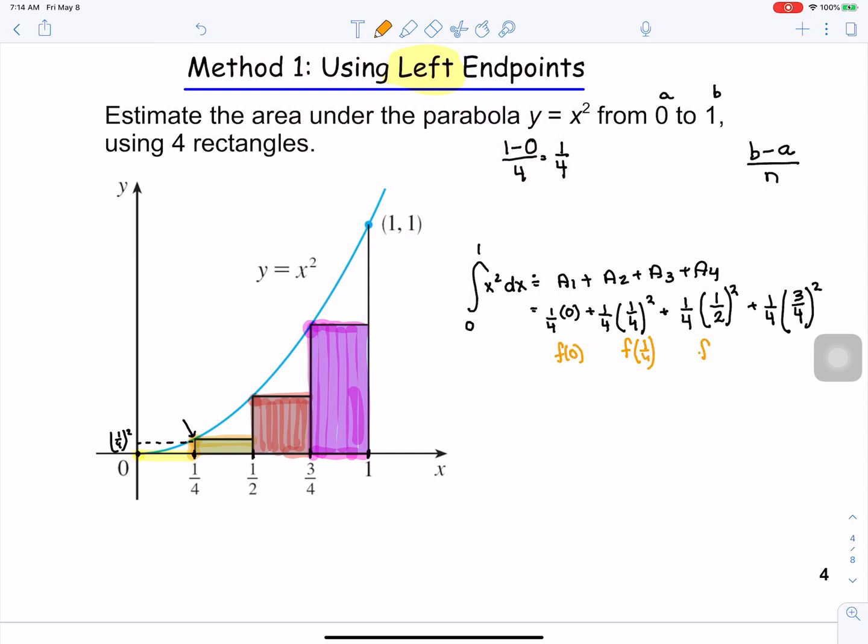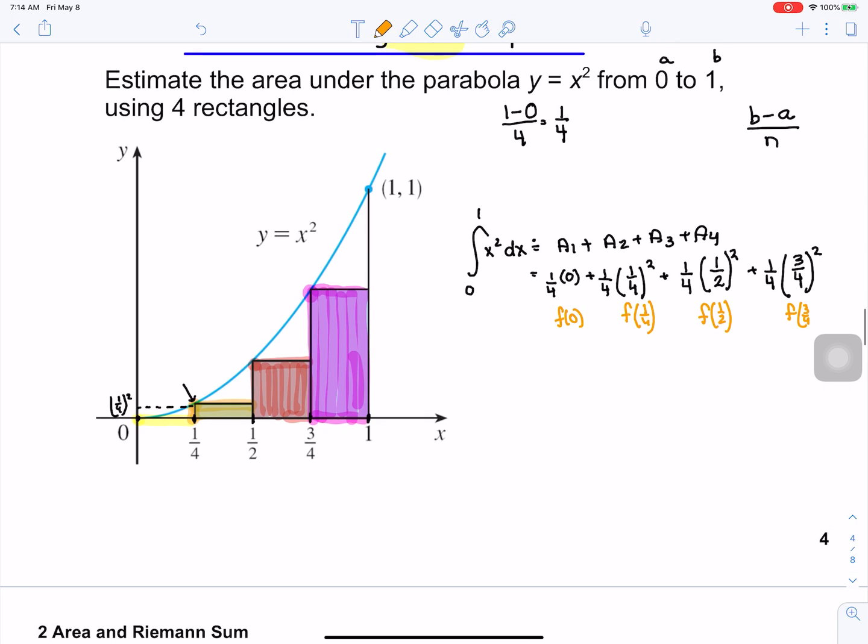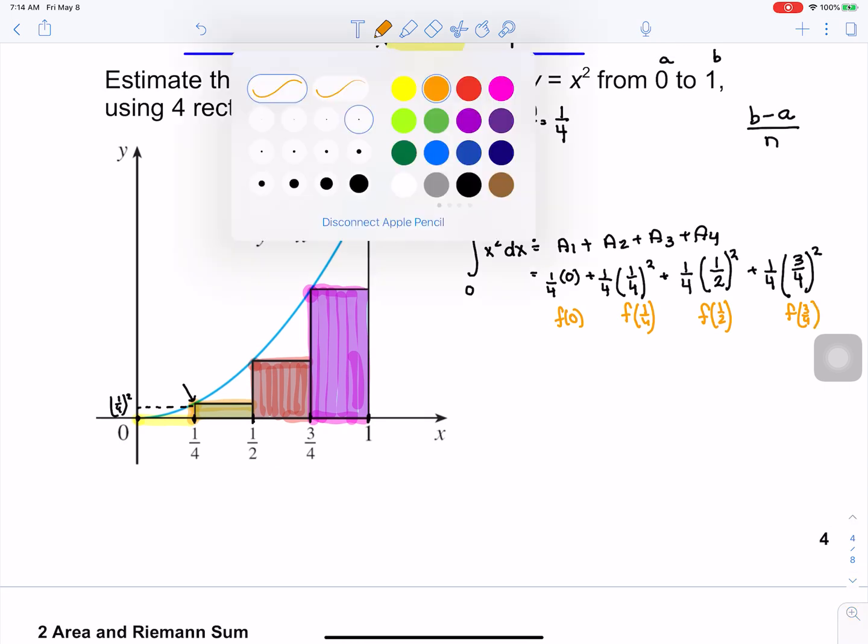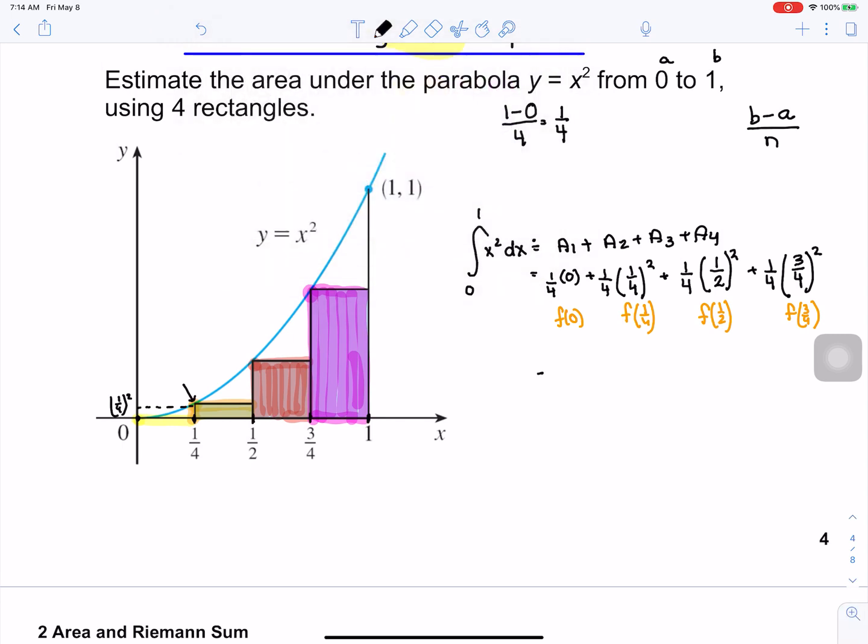So you see we start at 0, we go 1/4, 1/2, 3/4, but we ignore the last endpoint because it's a right endpoint. I just plunk this all into a calculator or a computer software program, and this would be that many units squared, and that would be an approximation. Now in this case, I've broken up that area into 4 rectangles. It's not a great approximation.